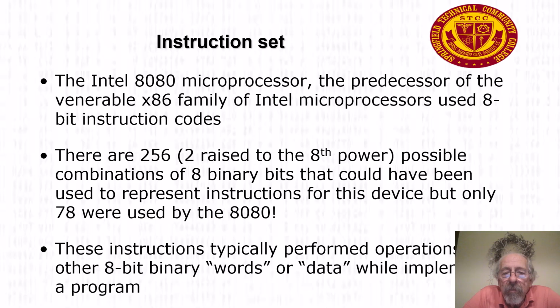Every microprocessor or microcontroller has an instruction set. The Intel 8080 microprocessor, the predecessor of the venerable x86 family of Intel microprocessors, used 8-bit instruction codes. There are 256, 2 raised to the 8th power, possible combinations of 8 binary bits that could have been used to represent instructions for this device. But when it was built, only 78 were used by the Intel 8080. These instructions typically performed operations on other 8-bit binary words or data while implementing a program.